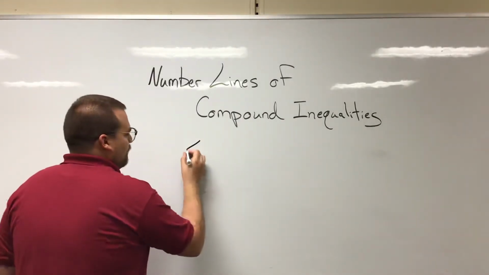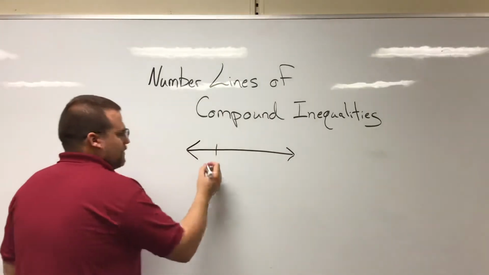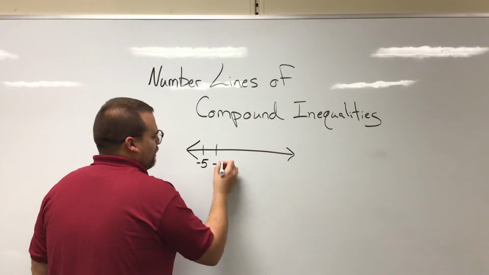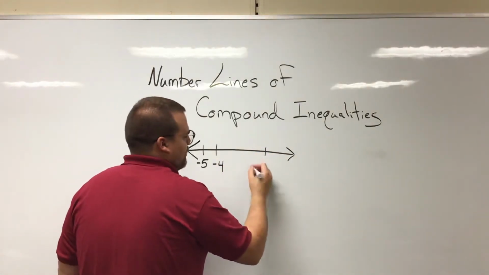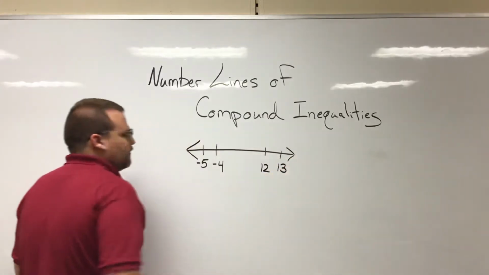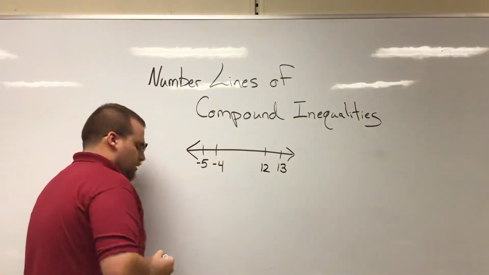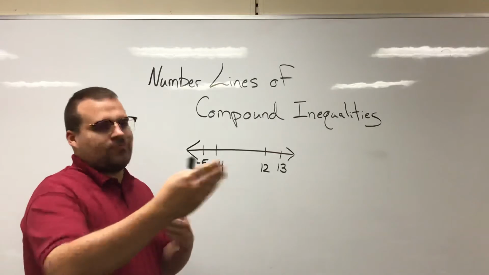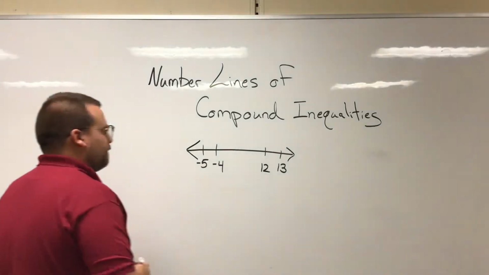So let's say we have a number line, and I'm going to do a little larger gap this time. So let's do like -5, -4, and then we'll have some space, and then here's a 12 and a 13. Now I just include these numbers off to the side so that I can say that's the direction it's going. It's getting larger, it's getting smaller, that kind of thing.